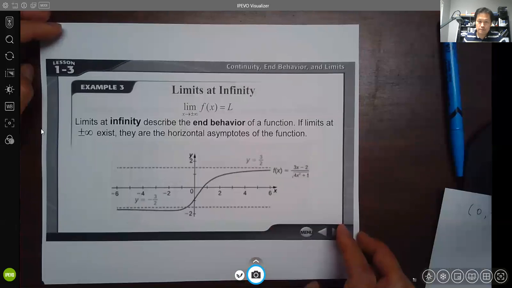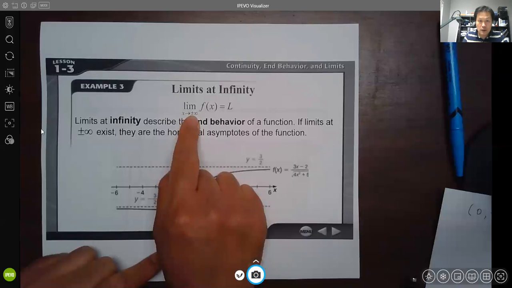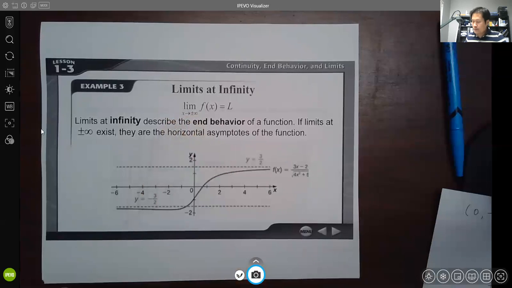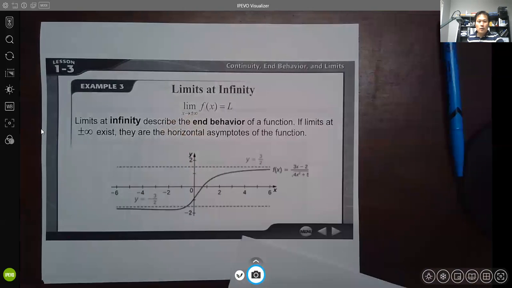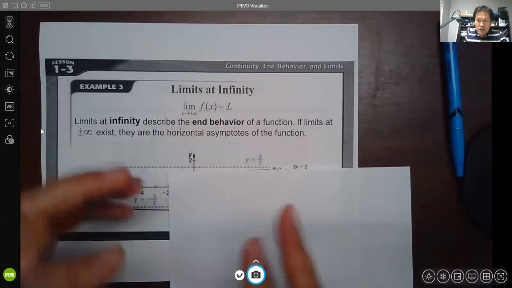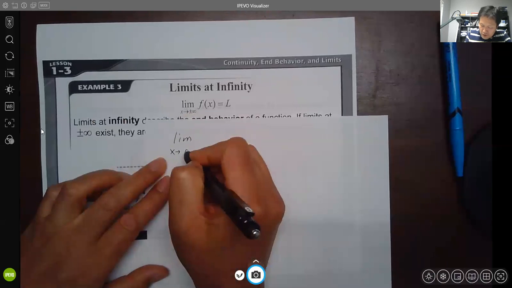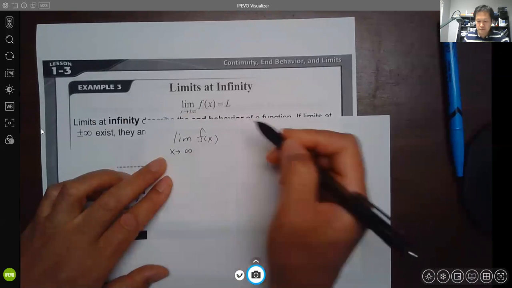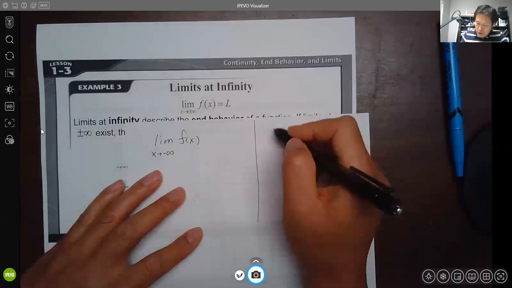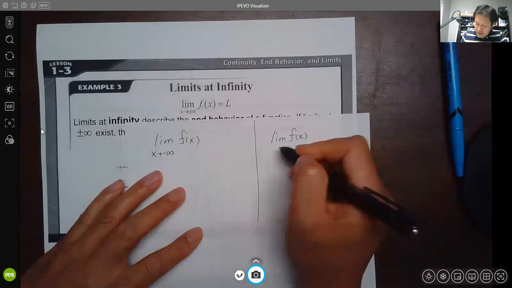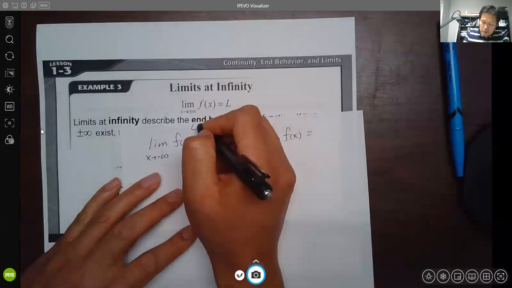Limits at infinity. Okay, the limit of f of x as x approaches infinity, and as x approaches minus infinity. This is a combination of two different limits. So the limit as x approaches infinity of f of x. And well, let's start with the minus. The limit of f of x as x approaches infinity. So that's a left-hand limit.